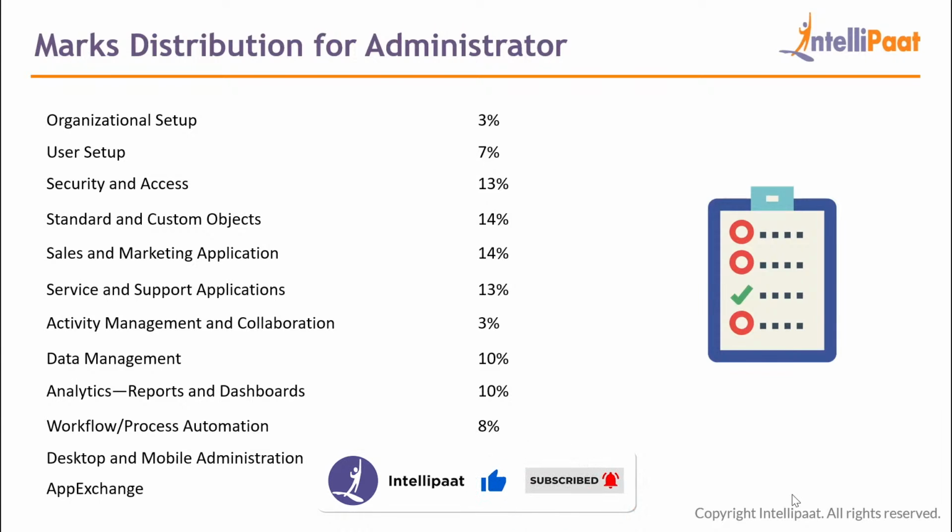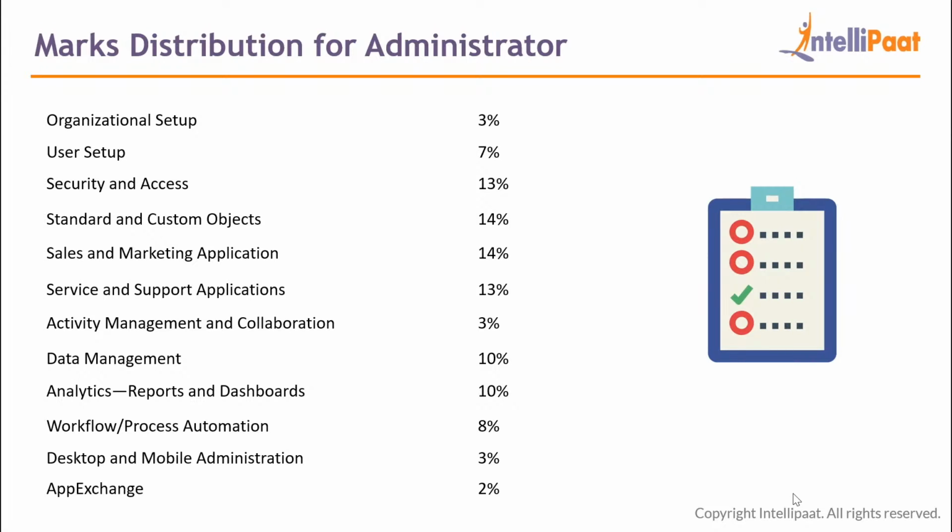Then comes standard and custom objects, which consist of 14% of weightage. Here you have to understand the various types of objects. Some objects are provided by Salesforce, and those are called standard objects, and some are custom objects that we create according to the business requirement. So here you need to understand them and create them according to the use, and again it has 14% of weightage.